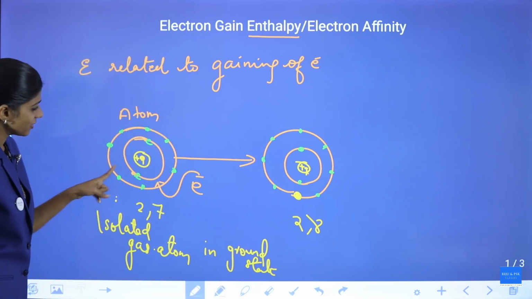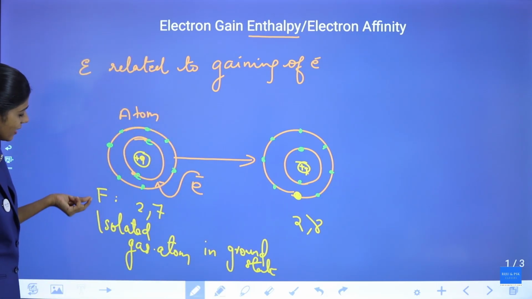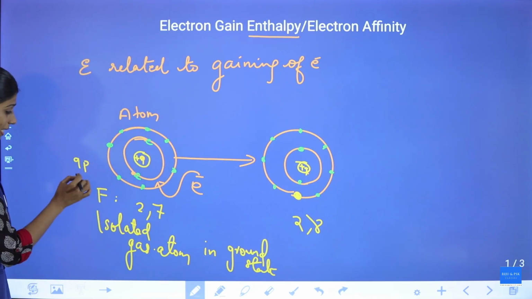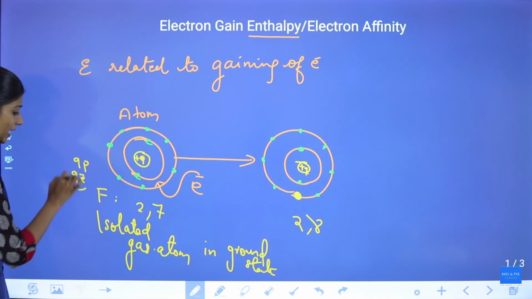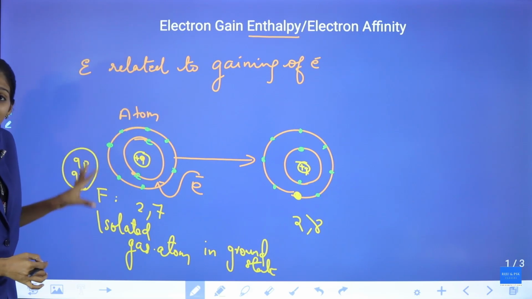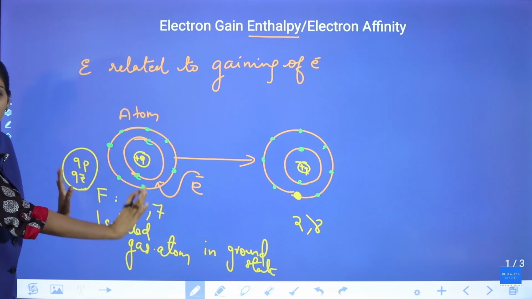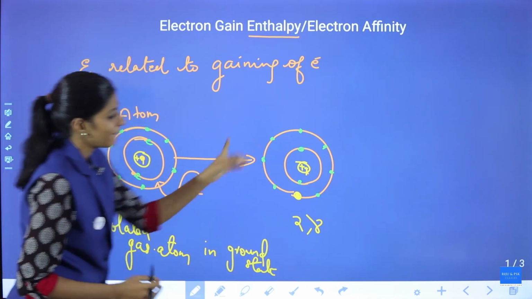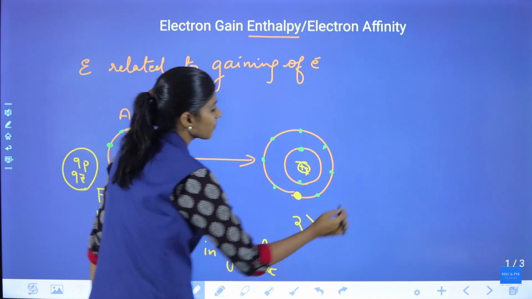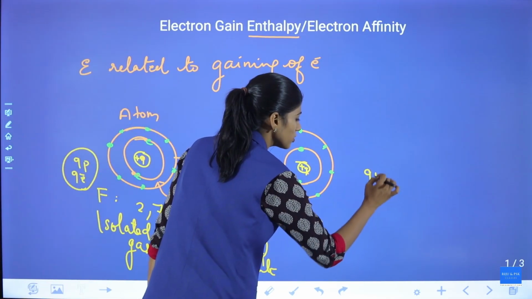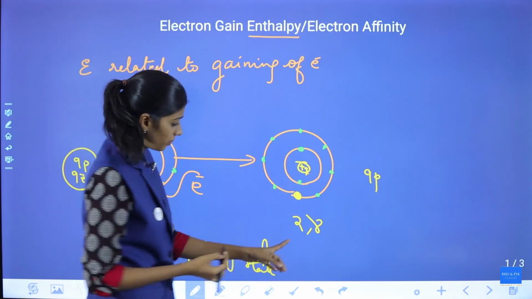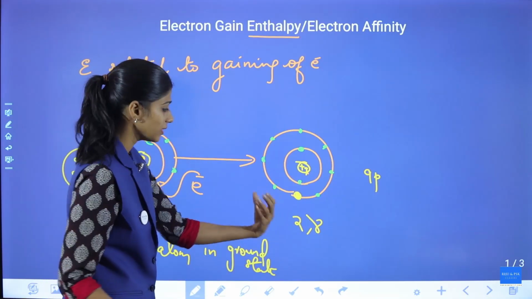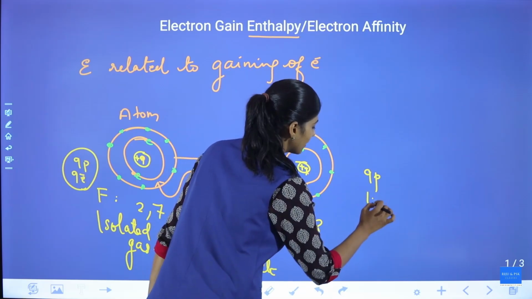And now you see the difference. Here you had 9 protons as well as 9 electrons, and therefore the fluorine atom as a whole is neutral. Equal positive and negative charges are balanced. But when you consider the second case, you have 9 protons, there is no change. But what about the electron? 1 electron is added extra, and now the number of electrons is a total of 10.